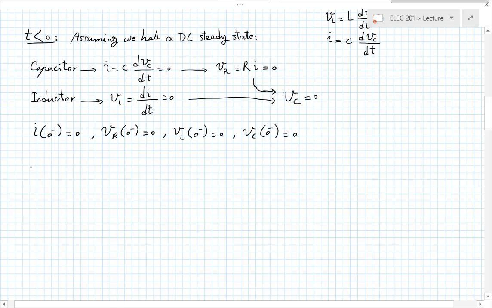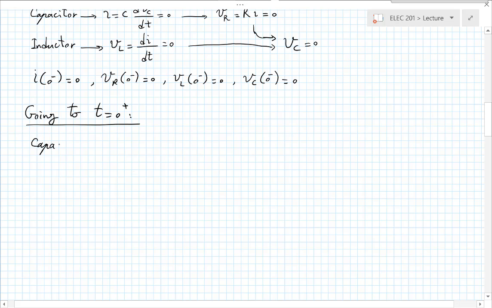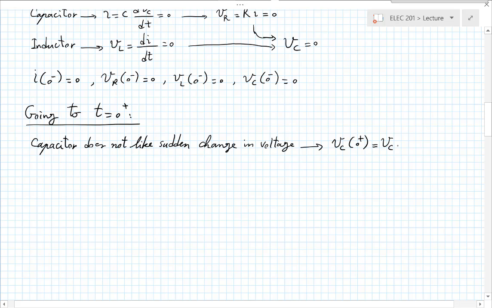So now going to t equals 0 plus, capacitor does not like sudden change in voltage. So then Vc of 0 plus is the same as Vc of 0 minus, because there is no finite time difference between the 2 points, 0 minus and 0 plus. So that will still be 0.